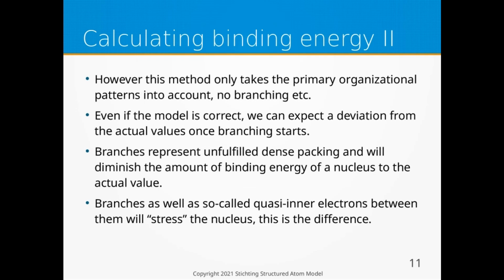Since the branching is in competition with the densest packing principle, meaning there is space between the branches of the nucleus, we have to expect that the calculated values will diverge from the actual binding energy. But this is on purpose, because it reveals something profound. This error represents unfulfilled dense packing. It signifies internal stress in the nucleus. It is energy that cannot be converted into binding energy. When the structure is created, it is still stored in the nucleus.